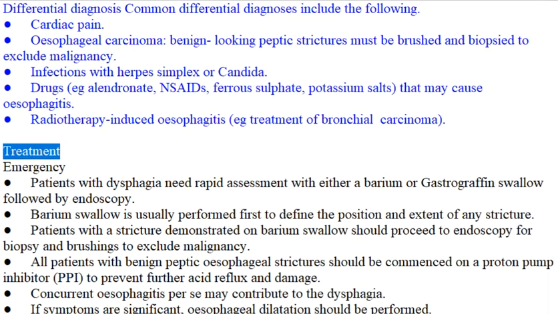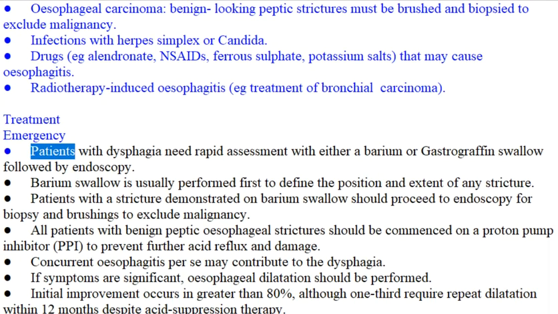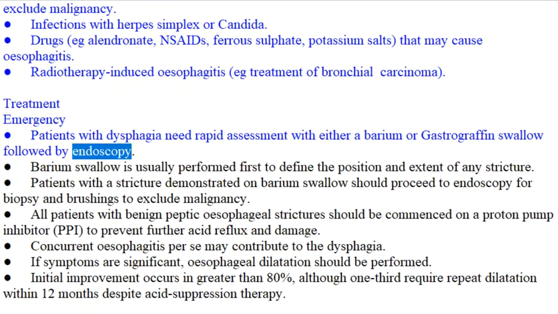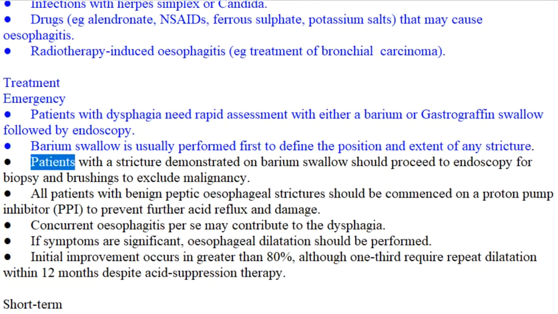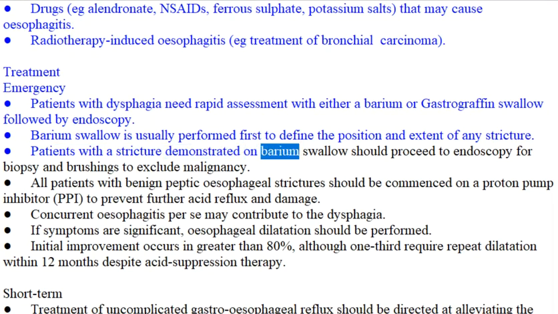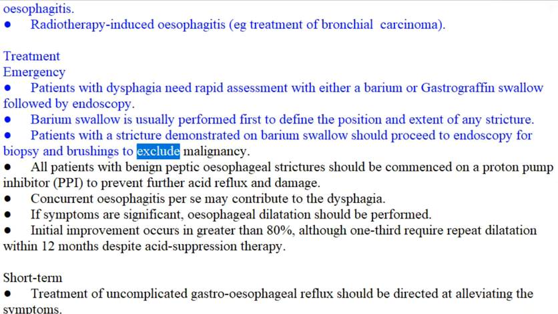Treatment. Emergency. Patients with dysphagia need rapid assessment with either a barium or gastrograffin swallow followed by endoscopy. Barium swallow is usually performed first to define the position and extent of any stricture. Patients with a stricture demonstrated on barium swallow should proceed to endoscopy for biopsy and brushings to exclude malignancy.